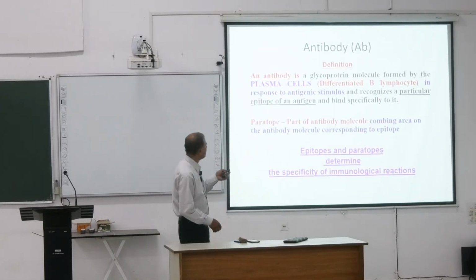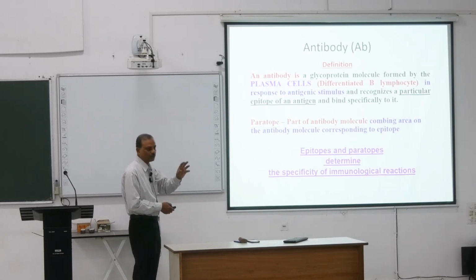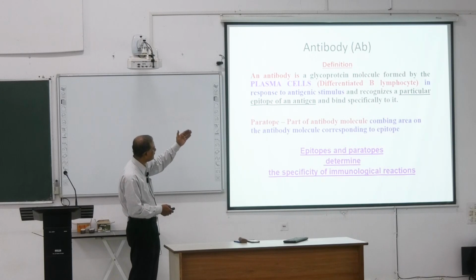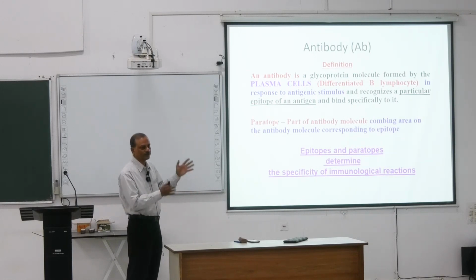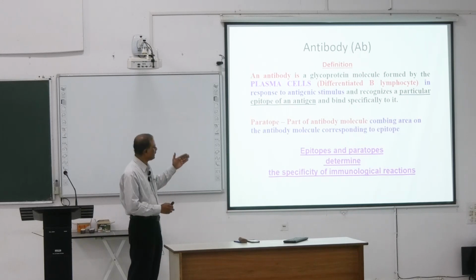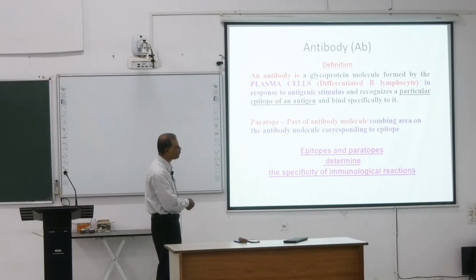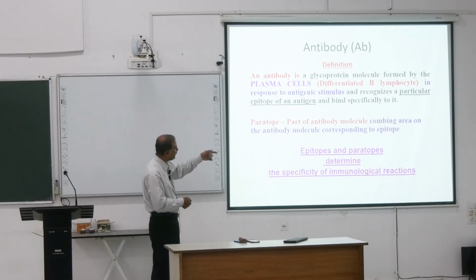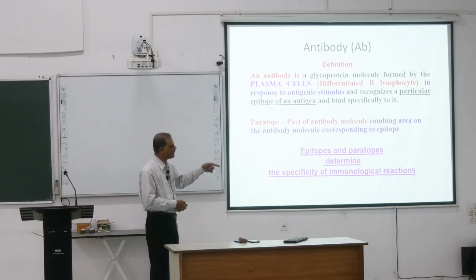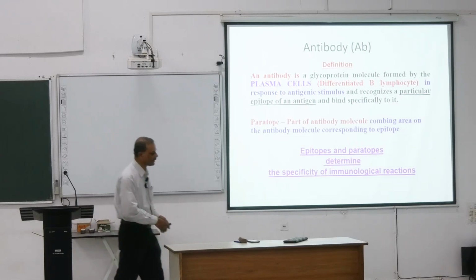So the epitope is a particular part of the antigen that is recognized by the antibody. Similarly, the whole of the antibody doesn't bind to the antigen, it binds through one small part of the antibody that is called the paratope. So this is just like a handshake between antigen and antibody through epitopes and paratopes, and they determine the specificity of the immunological reaction.